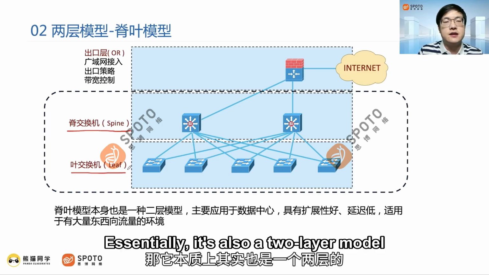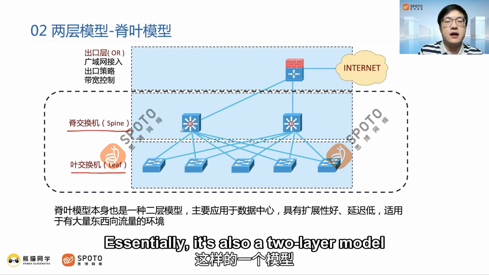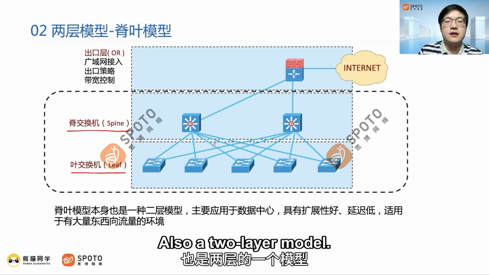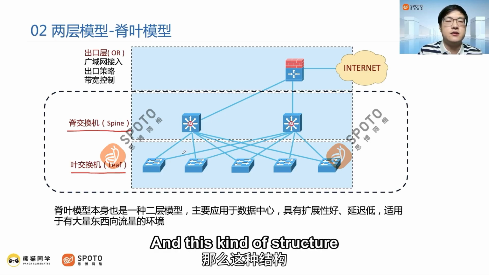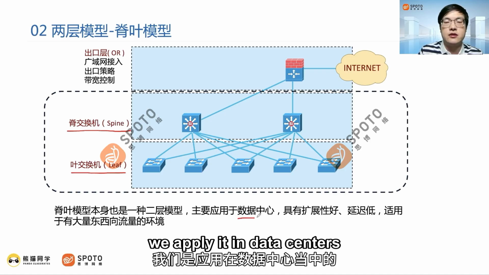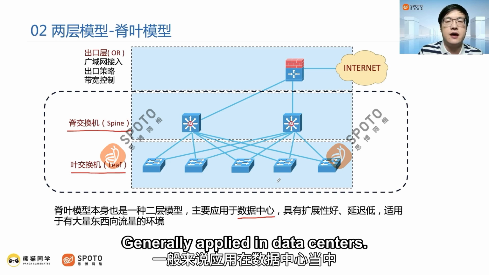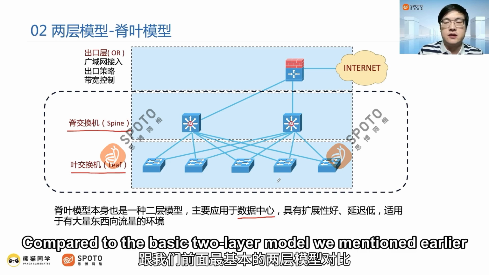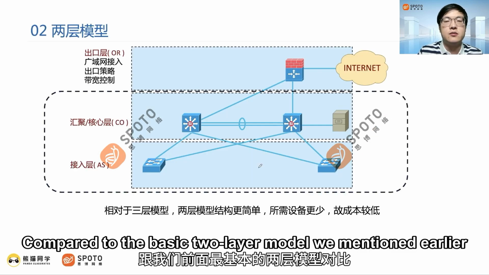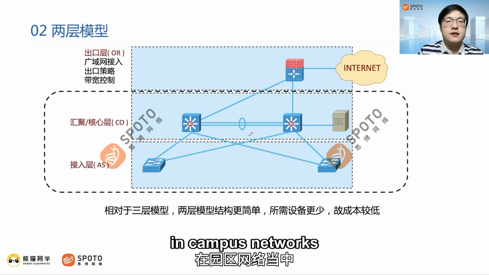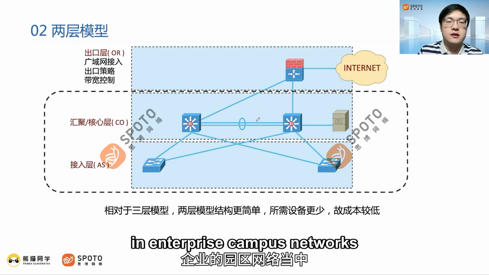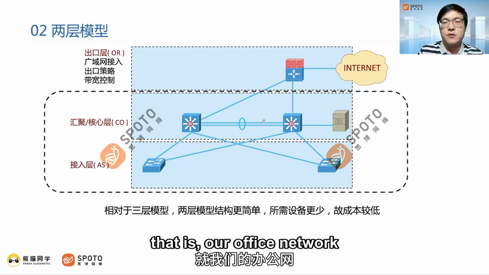Essentially, it's also a 2-layer model. And this kind of structure, generally, we apply it in data centers. Compared to the basic 2-layer model we mentioned earlier, which is used in enterprise campus networks, that is, our office network.